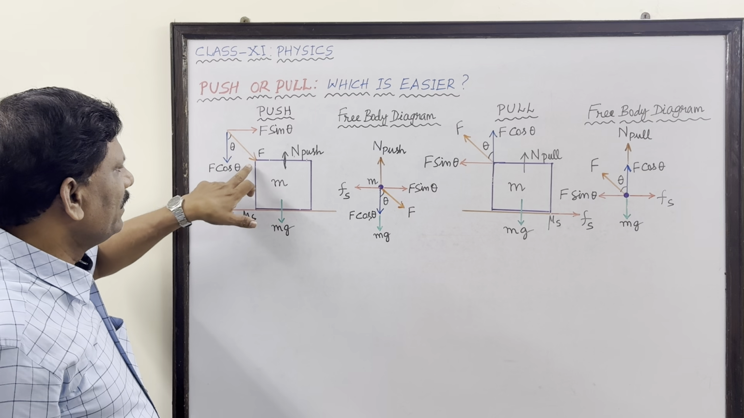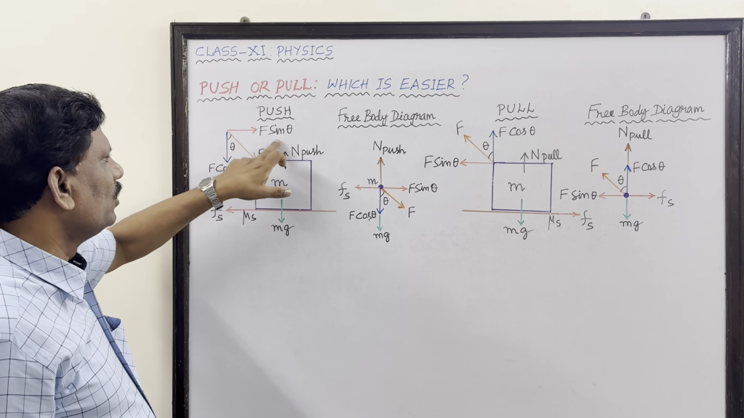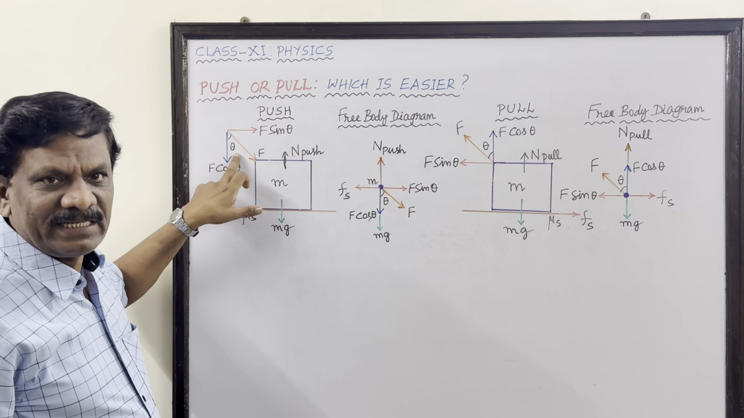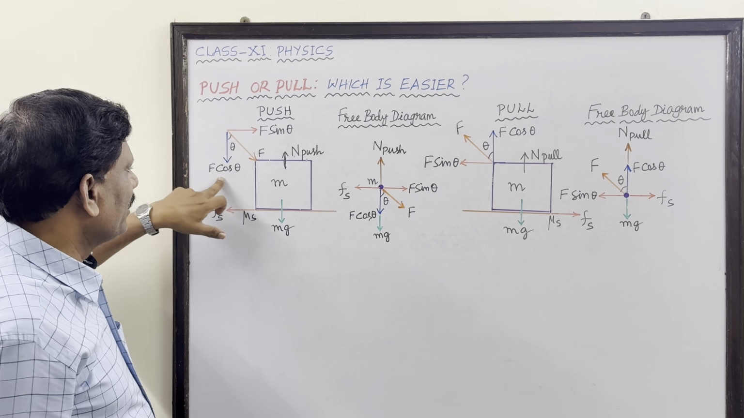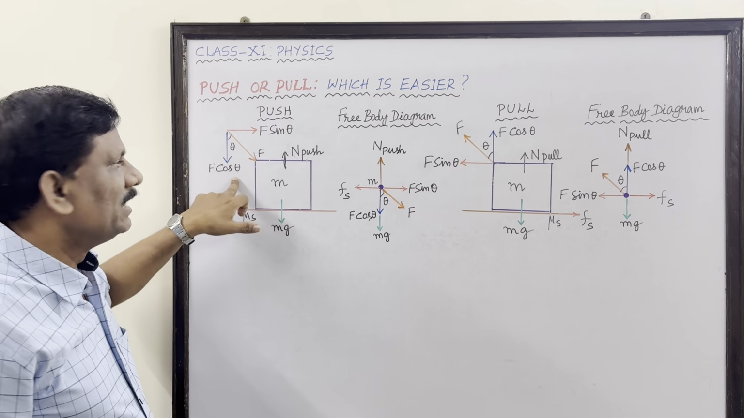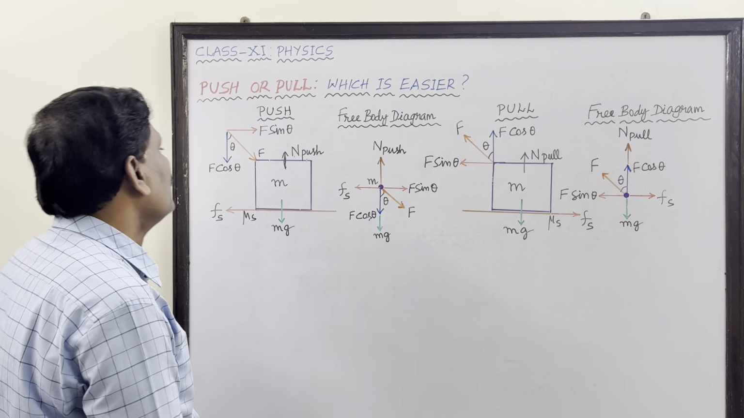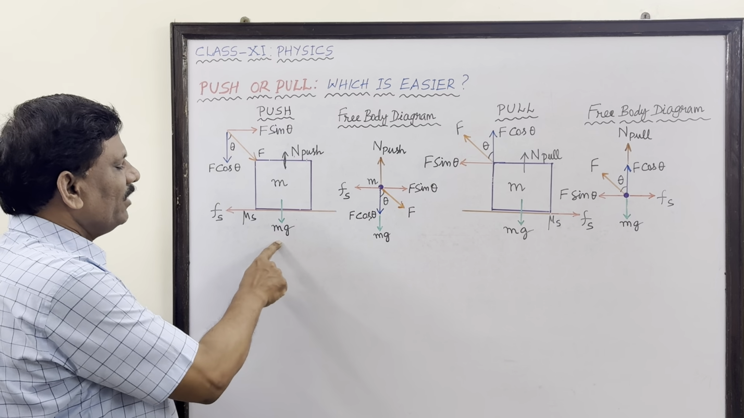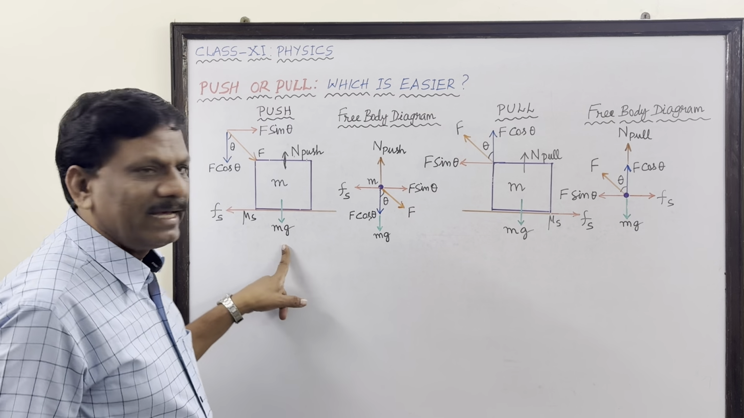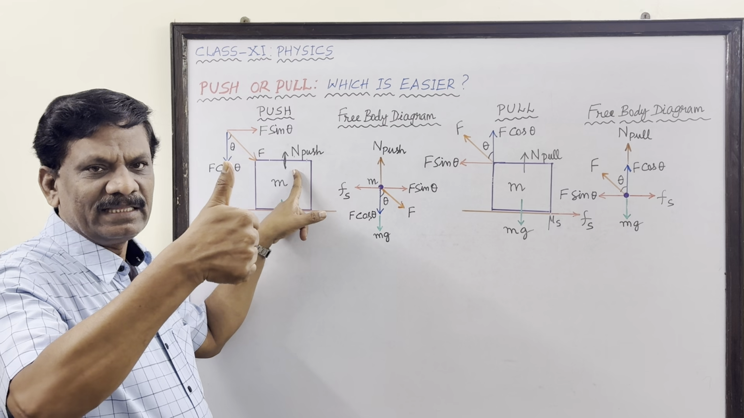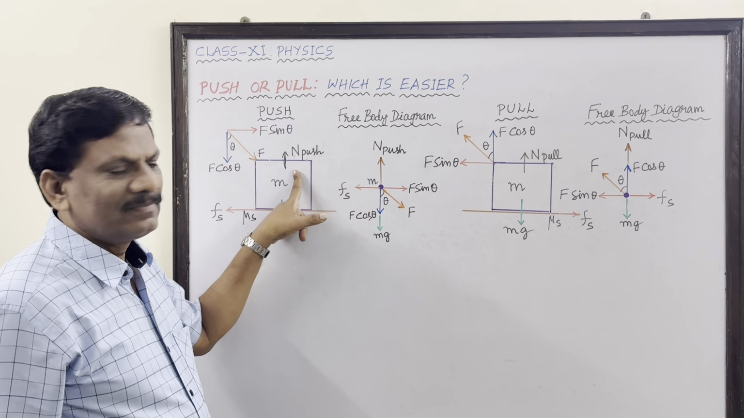Now I will resolve this force F into two components. Since it makes an angle theta with the vertical direction, its vertical component will be F cos theta and the horizontal component will be F sin theta. The weight of the object, mg, is acting in the downward direction. The normal force of reaction, N push, is acting in the upward direction.